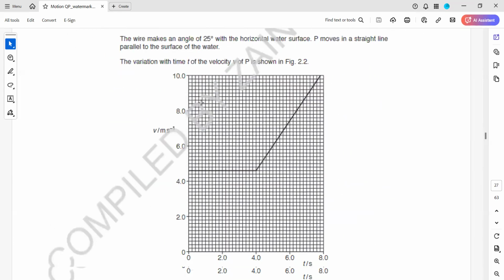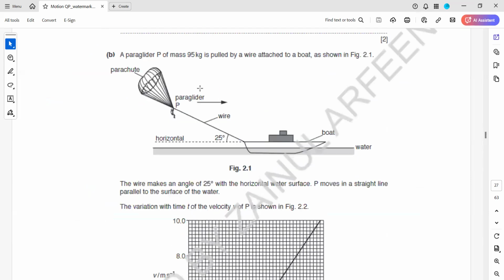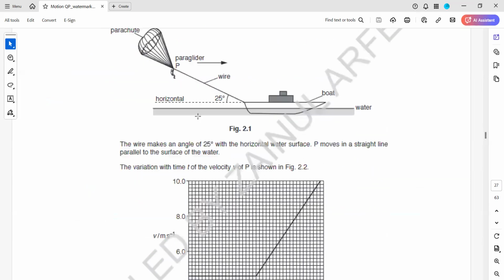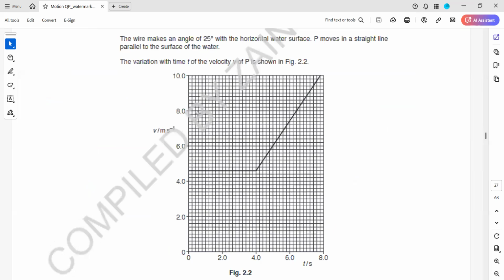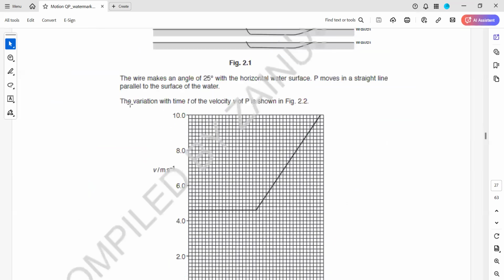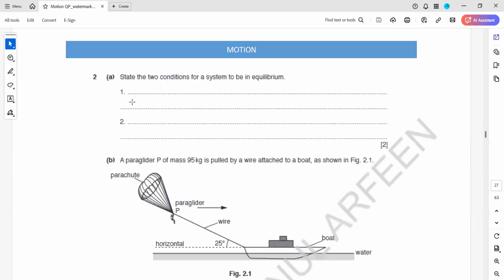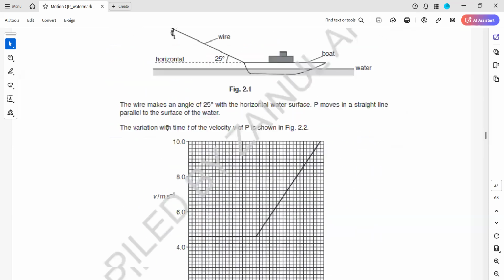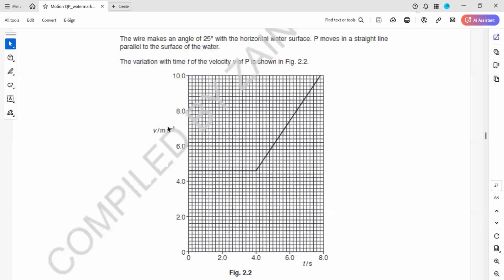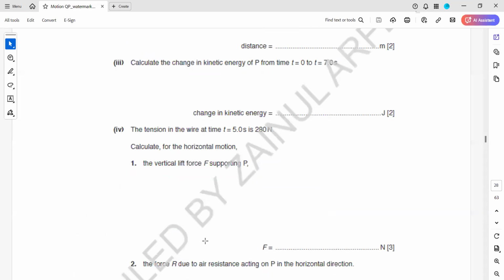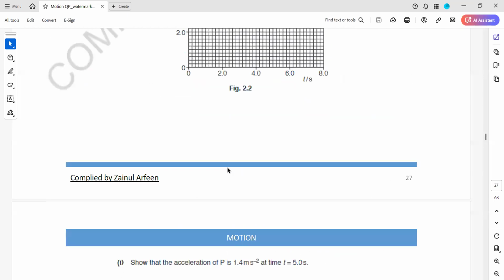Page 27, any doubt? Page number 27. Page 27. Any question or doubt? 27, 28. Part 27, part B. Okay.